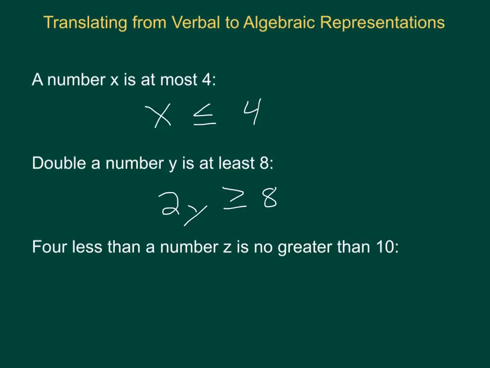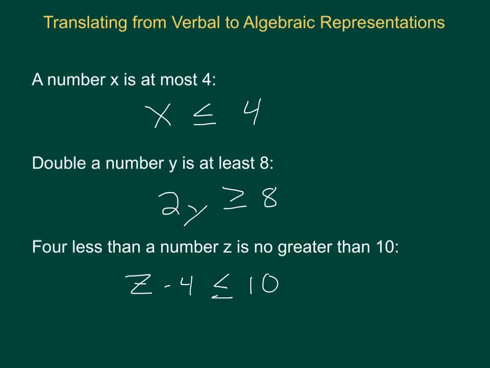Because at least means that the smallest possible thing it's going to be is 8. It might be bigger than that, and so that's why we use the greater than or equal to. And then finally, 4 less than a number z is no greater than 10. So 4 less than a number z, that's telling me I start with z and I'm taking away 4, and I'm going to compare that to 10. Now if I say it's no greater, I'm not allowed to be bigger, I'd only be allowed to be less than or equal to. And that's what we have.